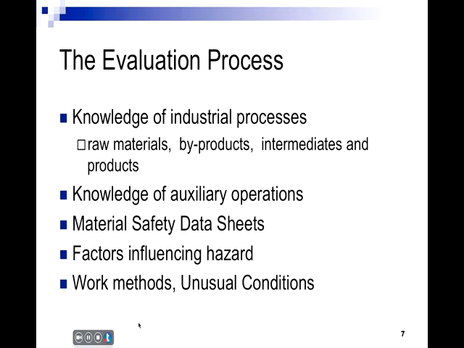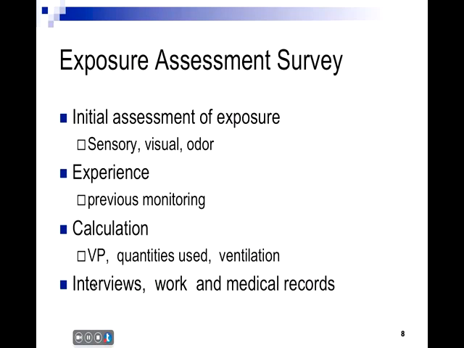Know any auxiliary operations that are occurring. If there's anything that's going on that is a little bit out of the ordinary, information from material safety data sheets can help you with everything that's present, any factors that may influence the hazard, what work methods are going on, any unusual conditions, etc. So you want to go through a little bit of an evaluation process before you start, so you can hone in a little bit better on what it is you're going to be working on.